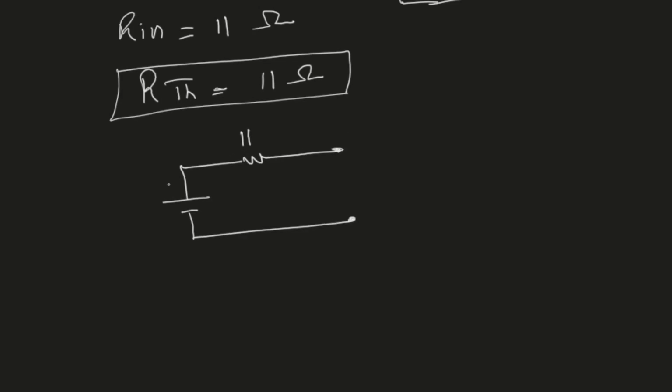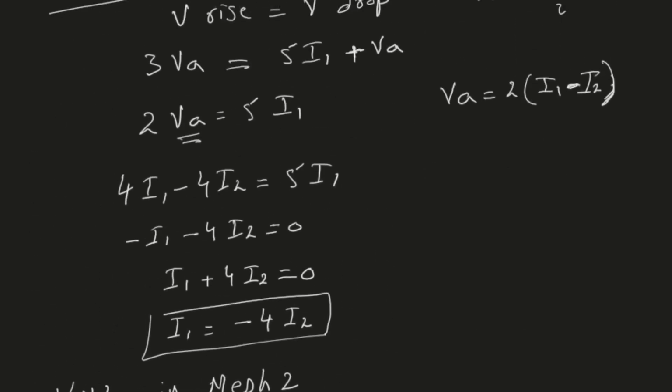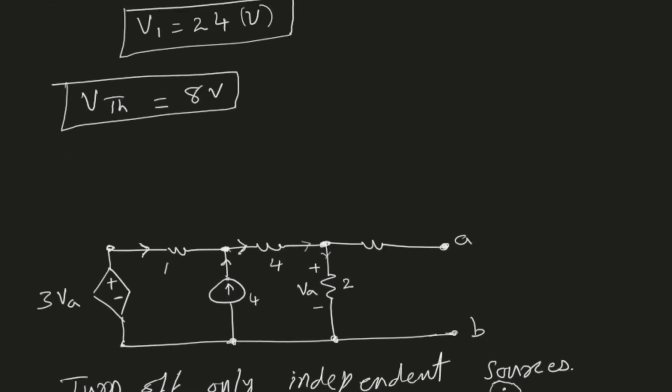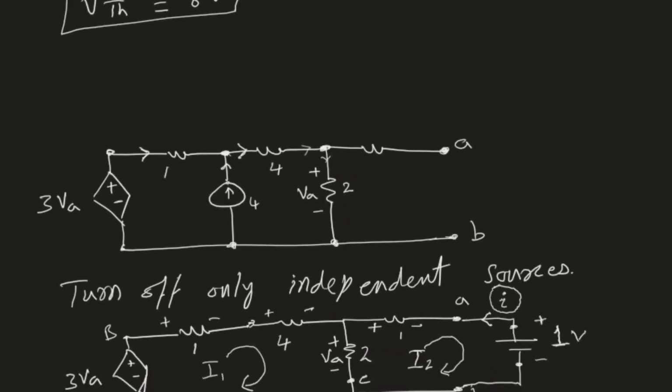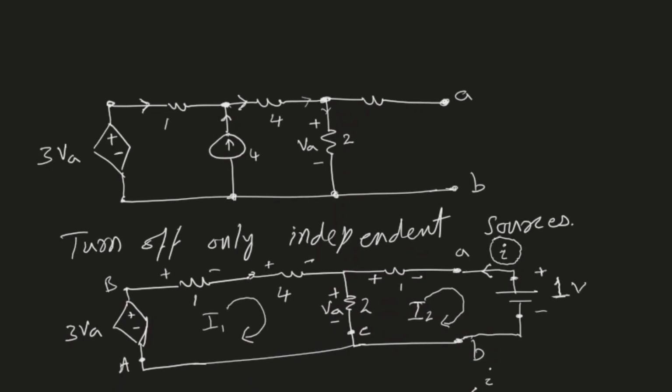We have 11 ohms, and the Thevenin voltage, I believe, was 8 volts. Let's see, the Thevenin voltage we found somewhere here. So this is the Thevenin voltage. We found it to be 8 volts. All right, so this completes the analysis of the Thevenin equivalent circuit, but we just want to prove that our circuit and our Thevenin equivalent model will behave the same. Okay, so we want to prove that.